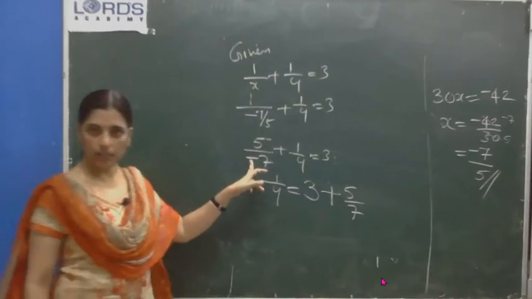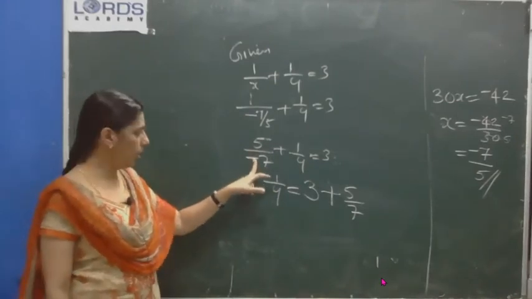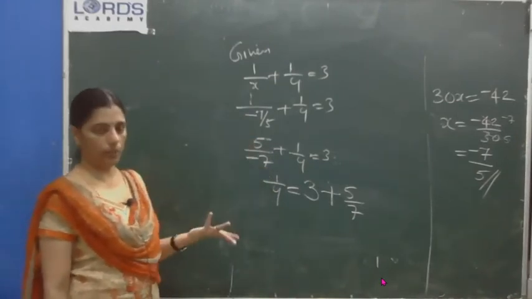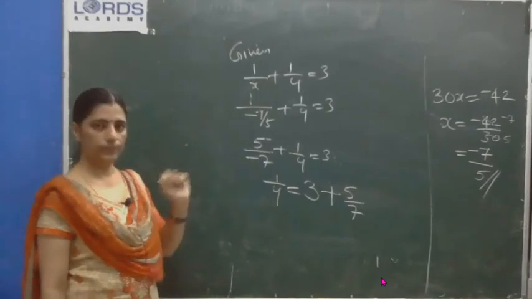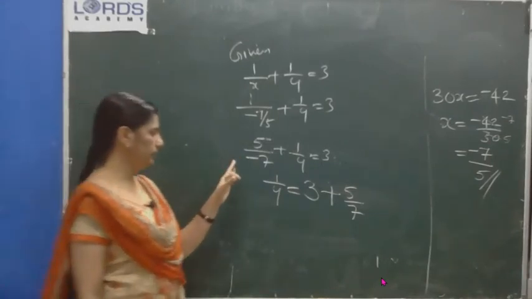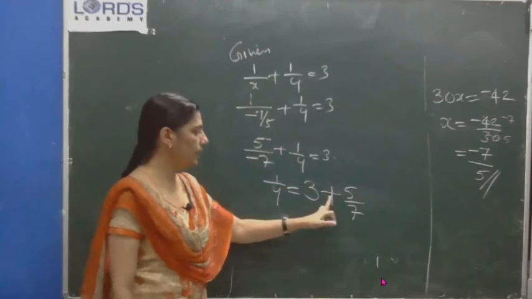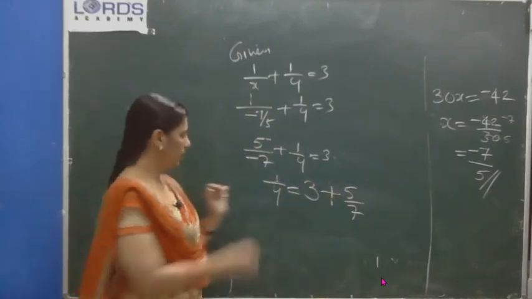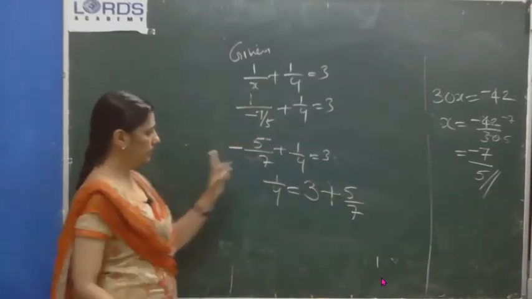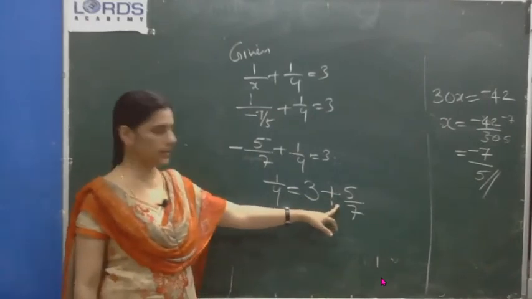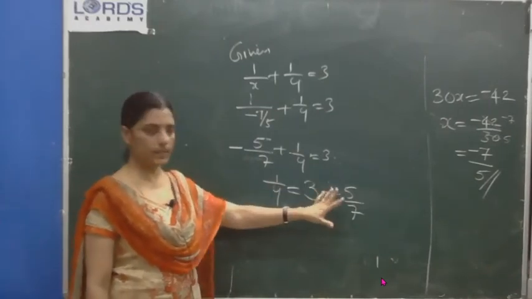See this negative, either you can write it in the numerator or denominator, or in the middle, no problem. Anyway, when it changes the side, it will become plus. This minus here will become plus when it changes side. 3, 3, right side itself.